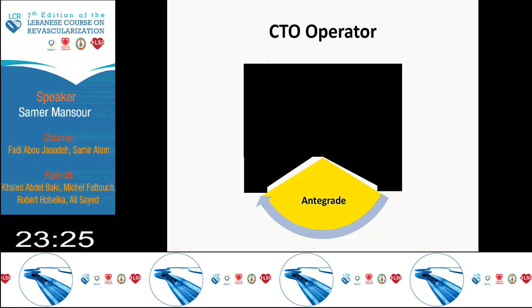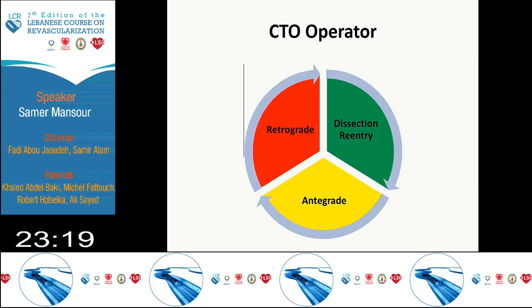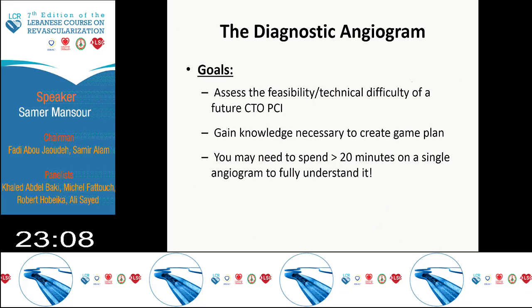Yes, you may succeed maybe 50-60% of the time with a wire escalation technique, the antegrade, but if you are stuck there, you need to take a plan B, a plan C. And plan B and plan C could be dissection re-entry, could be retrograde, and we will see during the morning session how we can switch from one approach to another, and this is the beauty of the hybrid approach that we will be discussing later.